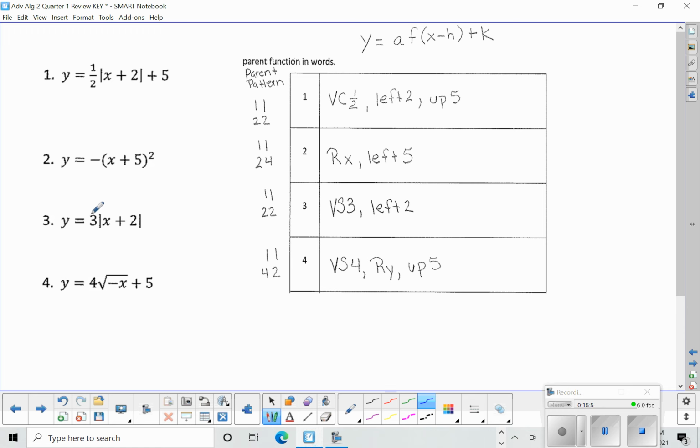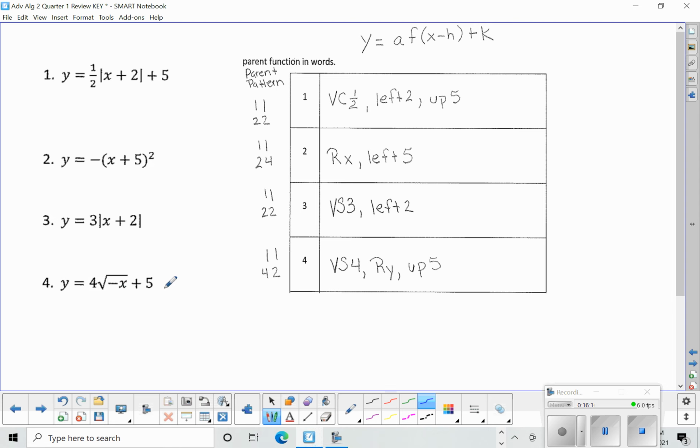The 3 multiplied on the outside is a vertical stretch of 3. X plus 2, that's on the inside. It's adding, so that means I'm moving. Remember, X's on the inside lie, so it's left 2. Positive 2 is to the right, but it lies, so I'm actually going left.